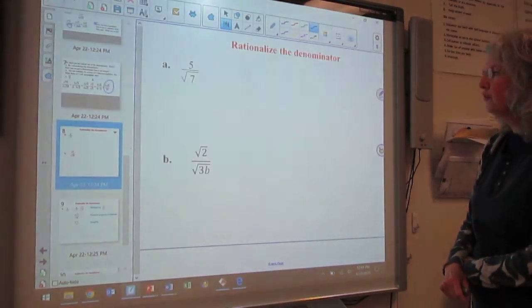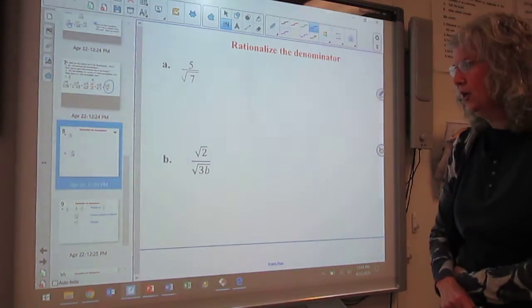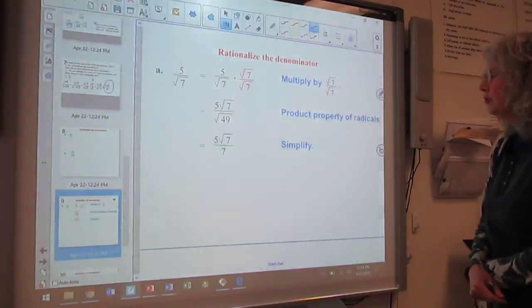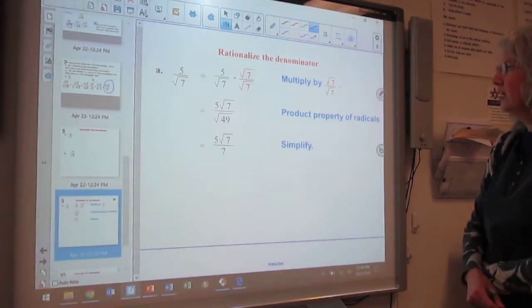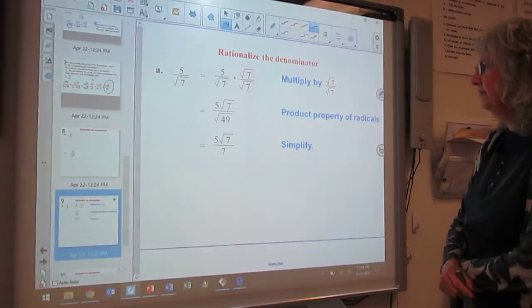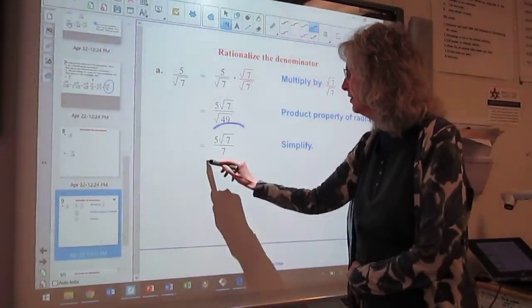Here's a couple for you to try. I want you to pause your video and do those, and I'm going to pop the solutions up here, which you should also have on your PDF that I sent you. We're going to rationalize that denominator by multiplying by the square root of 7 over the square root of 7. Apply your product property rules, and there you get it in simplest form.